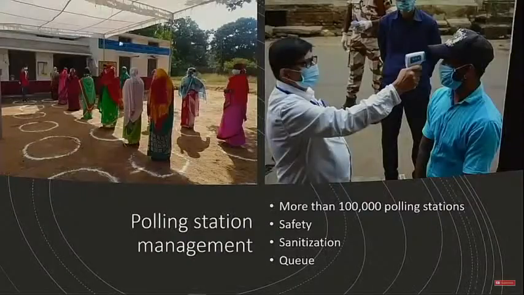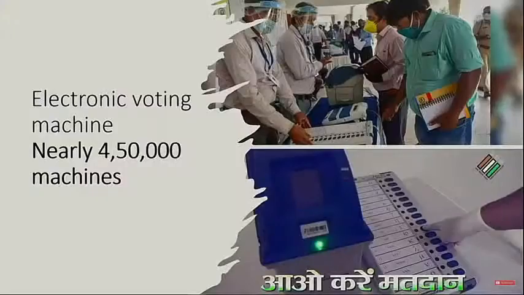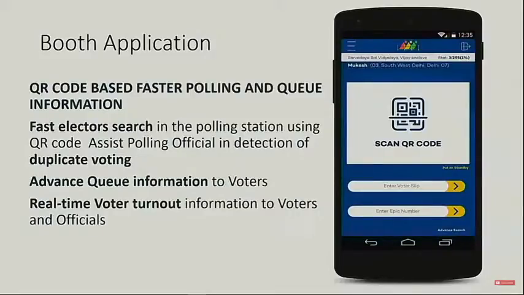On the poll day, the management of polling stations, the queue management, safety, and sanitization for more than 100,000 polling stations was a mammoth task. And of course, in rural areas where access is sometimes a challenge, it was even more difficult. Electronic voting machines, we have already flagged that point. We also had a booth application, which although was not used in Bihar, was used in other assembly by-elections, where there's a QR code solution: somebody goes with a photo voter slip, it is scanned, and anybody who wants to go to vote can see how many people are in the queue at the moment. So in a way, it is a queue tracker as well, and also gives us real-time voter turnout at the booth.